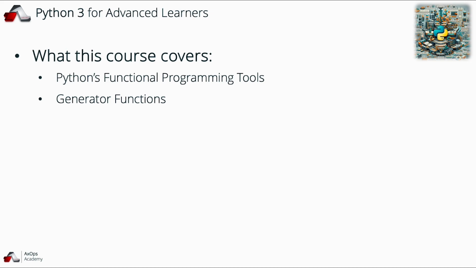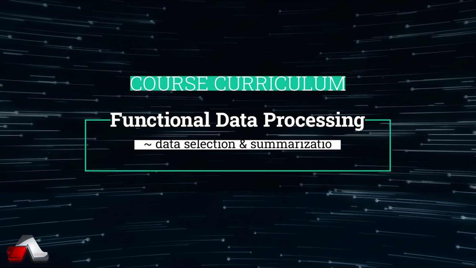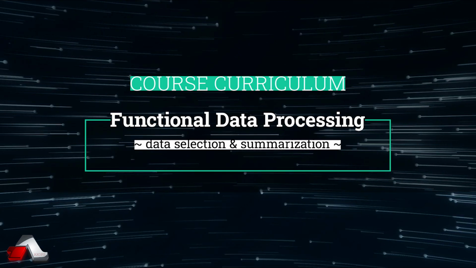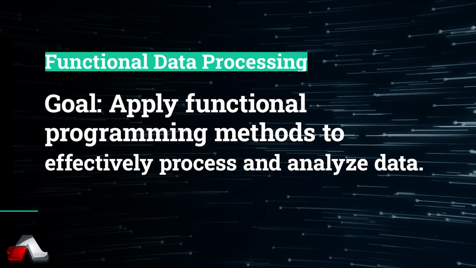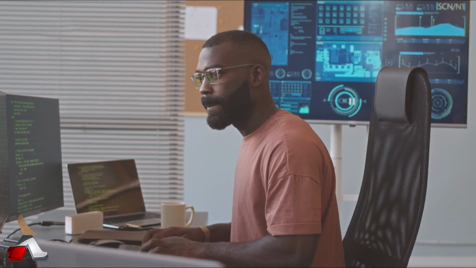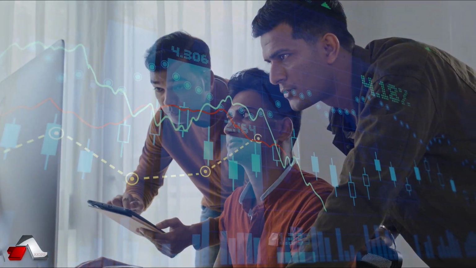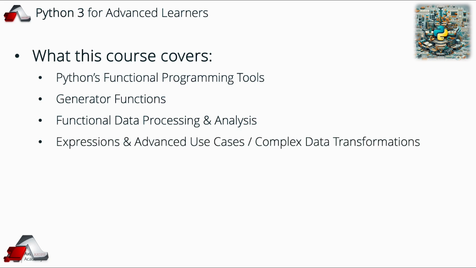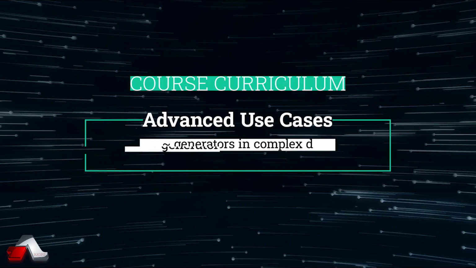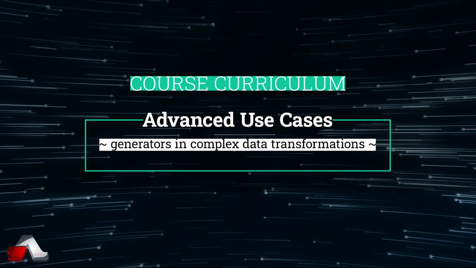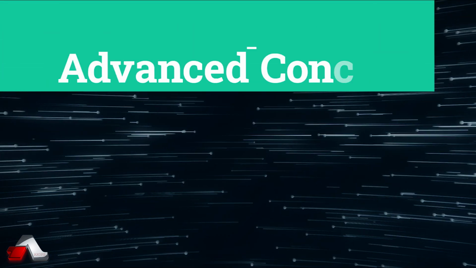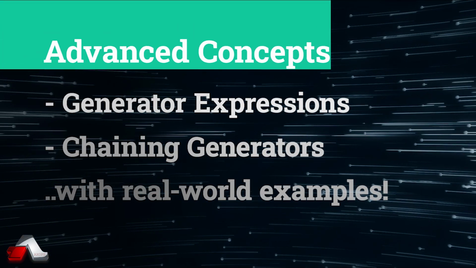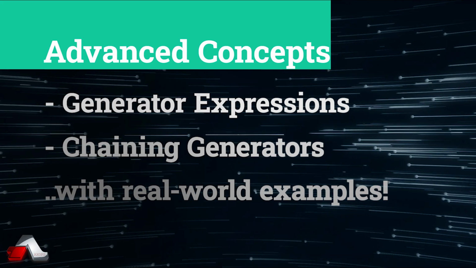With that knowledge in hand, we'll proceed towards functional data processing and analysis, where you'll learn techniques for picking subsets and summarizing information from collections functionally. You'll learn practical applications of using these techniques in data analysis, helping you apply them in practice to effectively process and analyze data. Building on this, we'll get into advanced uses of generators such as combining map and reduce for data transformations using generator expressions and complex data transformations. You'll explore advanced concepts like generator expressions and chaining generators and learn how to use them for complex data processing tasks.